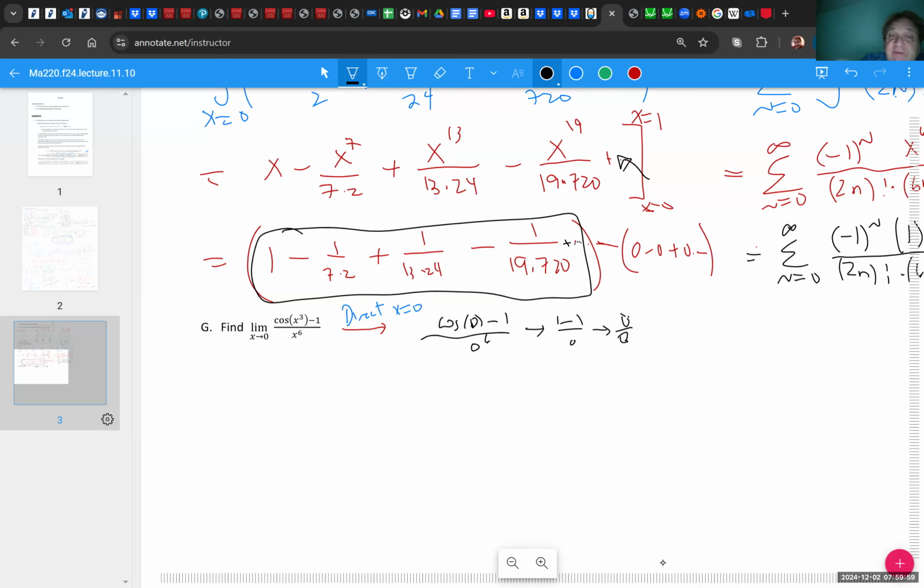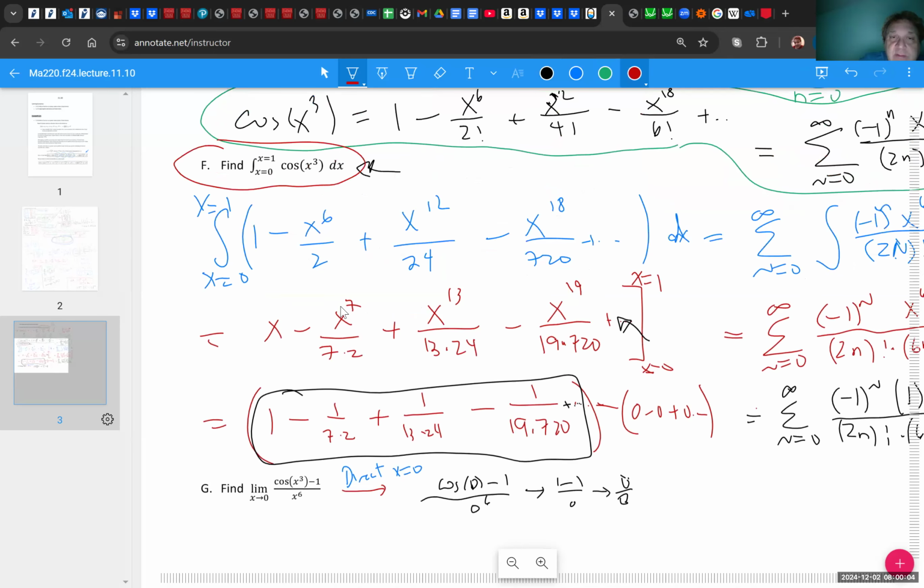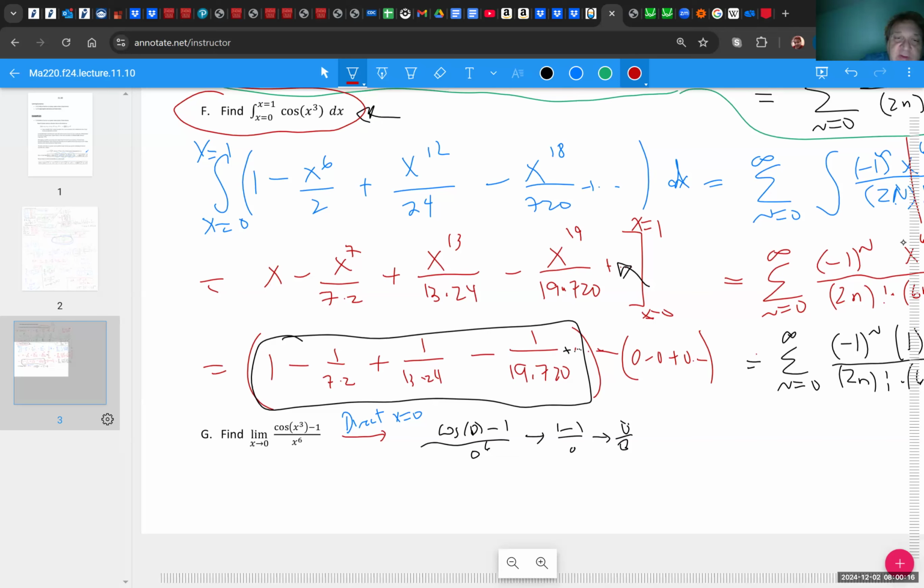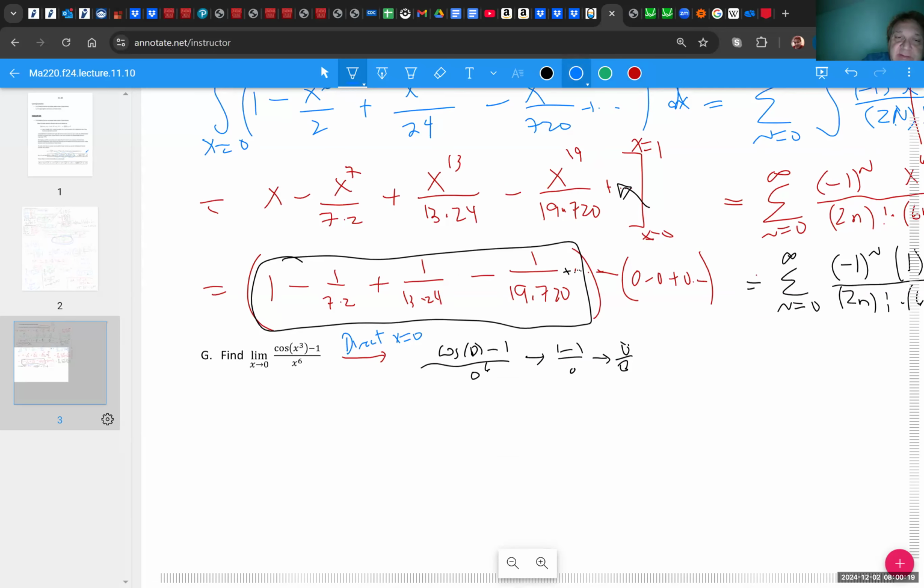All right, so we know what cosine x cubed is. Cosine x cubed is this guy right here, 1 minus x to the 6th over 2 factorial plus x to the 12th over 4 factorial, etc. So I'm just going to use the Taylor series in place of cosine x cubed. So we'll get, limit as x approaches 0, cosine x cubed is 1 minus x to the 6th over 2 plus x to the 12th over 24 minus x to the 18th over 720, etc.